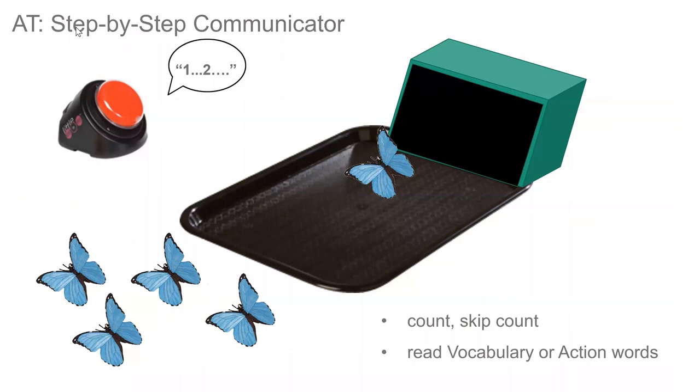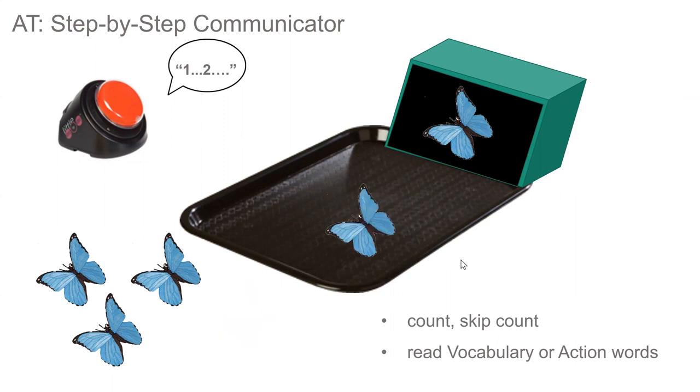Another way that the students can use the step-by-step communicator is to count. So this includes, I'm sorry, not 120 minutes, 120 seconds of recording time on the step-by-step, which means I can count from 1 to 100 on there. I can record that so that every time the student presses the button, another number is spoken out loud. So I can place a butterfly on this tray, anchor all this to the table. The student can sweep it into the box and then say 1, the step-by-step, and so on.